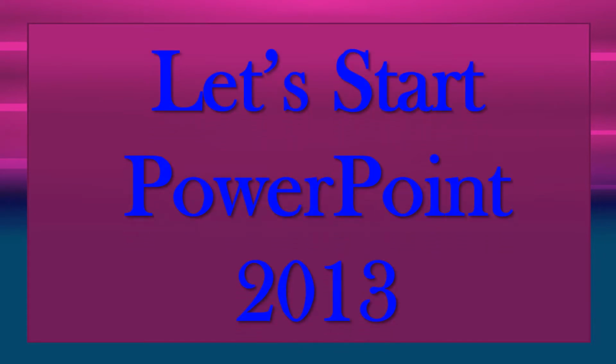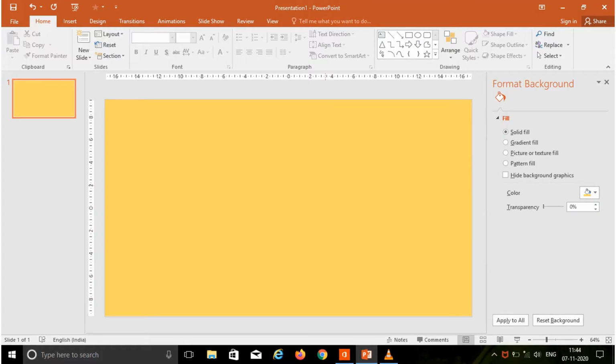Today we are going to learn about the topic. Let's start PowerPoint 2013. So in this video, now we are going to see the drawing group. This is the PowerPoint window. In the Home tab, this is your drawing group. In the drawing group, you have options to insert different shapes, arrange the objects, and insert quick styles, shape fill, shape outline, and shape effects.